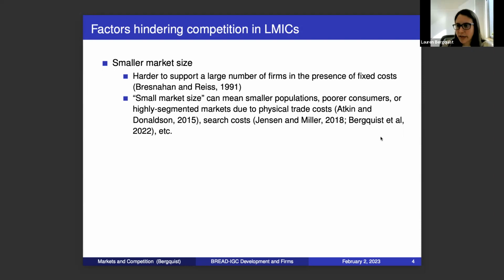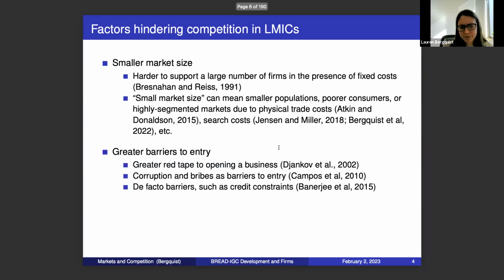Of course, it's going to mean just population, the number of consumers. It can also mean the ability of consumers to purchase, so poorer consumers. And it can mean segmented markets, again, we talked about information frictions, also physical trade costs and the like, right? So this all means, again, lower variable profits, which means fewer firms can be supported in the presence of fixed costs, which can mean lower competition.